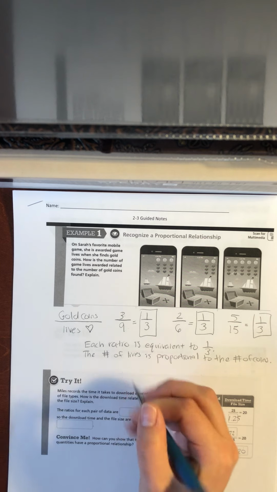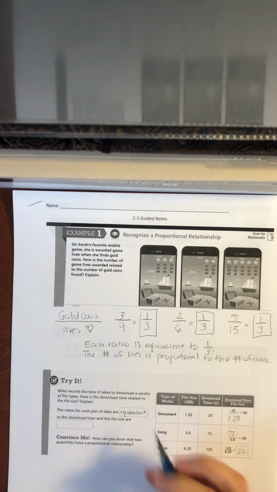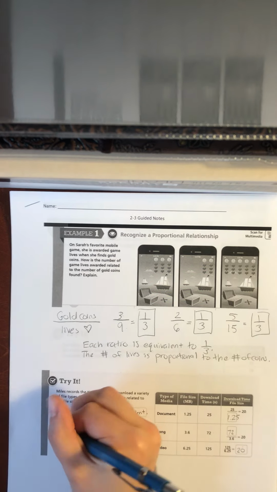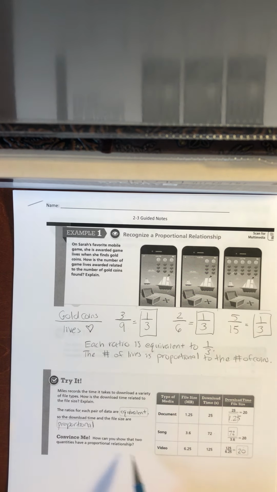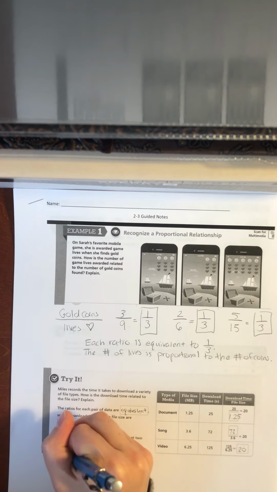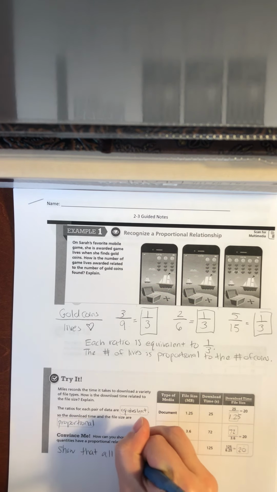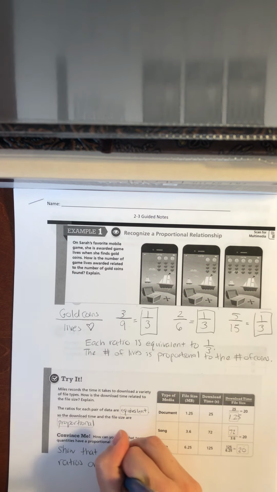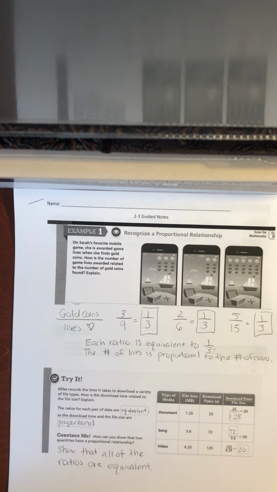So the ratios for each pair of data are equivalent or the same. This is the better math word to use. And so the download time and the file size are proportional. If they're equivalent, they are proportional. How can you show that two quantities have a proportional relationship? So you want to show that all of the ratios are equivalent, which we did because all of the ratios reduced down to 20.